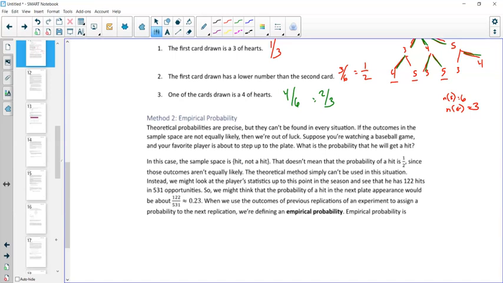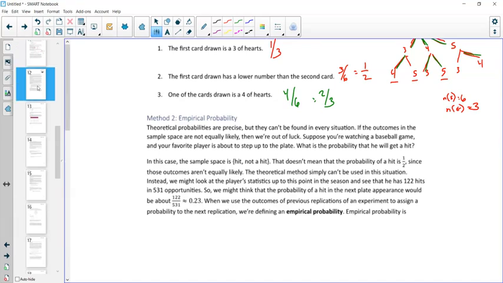Instead, we might look at the player's statistics up to this point in the season and see that he has 122 hits and 531 opportunities. So we might think that the probability of a hit in the next plate appearance would be 122 over 531, or roughly 0.23. When we use the outcomes of previous replications of an experiment to assign a probability to the next replication, we're defining an empirical probability.